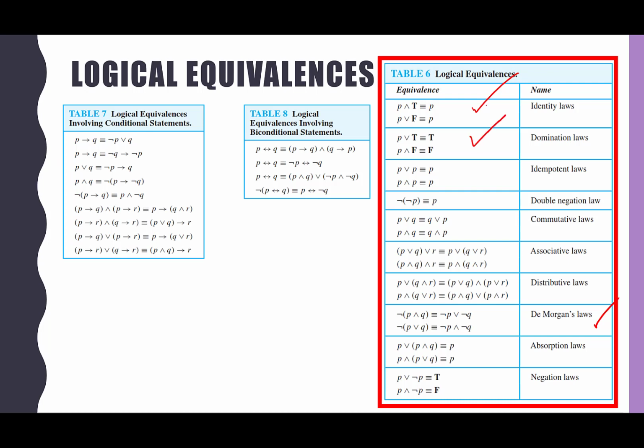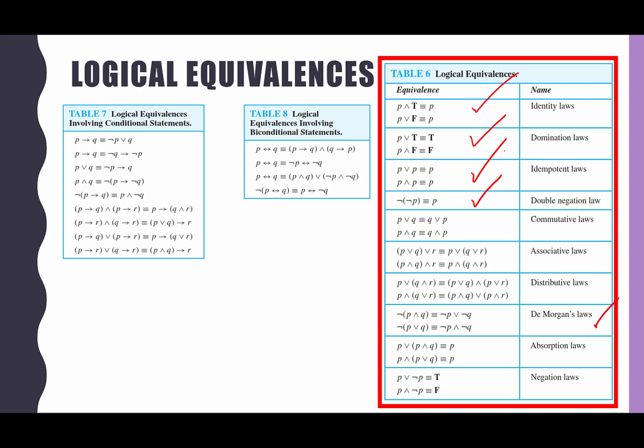The idempotent laws. P or P equals P. Kind of a no-brainer, right? P and P also equals P, right? Okay, I think we're okay with that. Well, we've already used this one, right? Double negation. Not not P is equal to P. So I think those kind of make some sense.